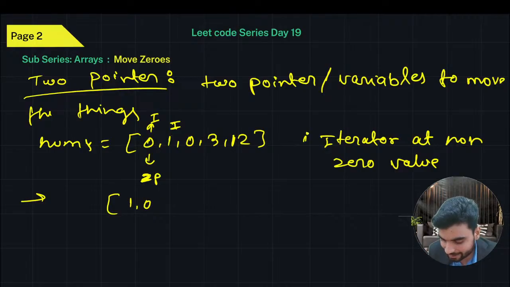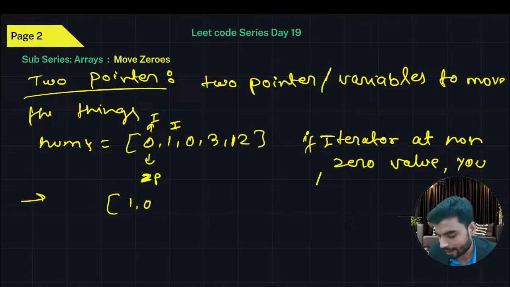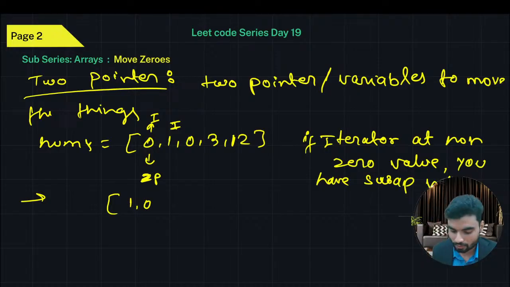Now the iterator is at a non-zero value. If the iterator is at a non-zero value, what do you need to do? You have to swap values. When the iterator was on index i, it will swap its value with the zero pointer's value and the iterator's value. So now we have 1, 0. Again the iterator will move further, and if one swap has happened, you have to update your zero pointer. So now the zero pointer is at the zeroth value.